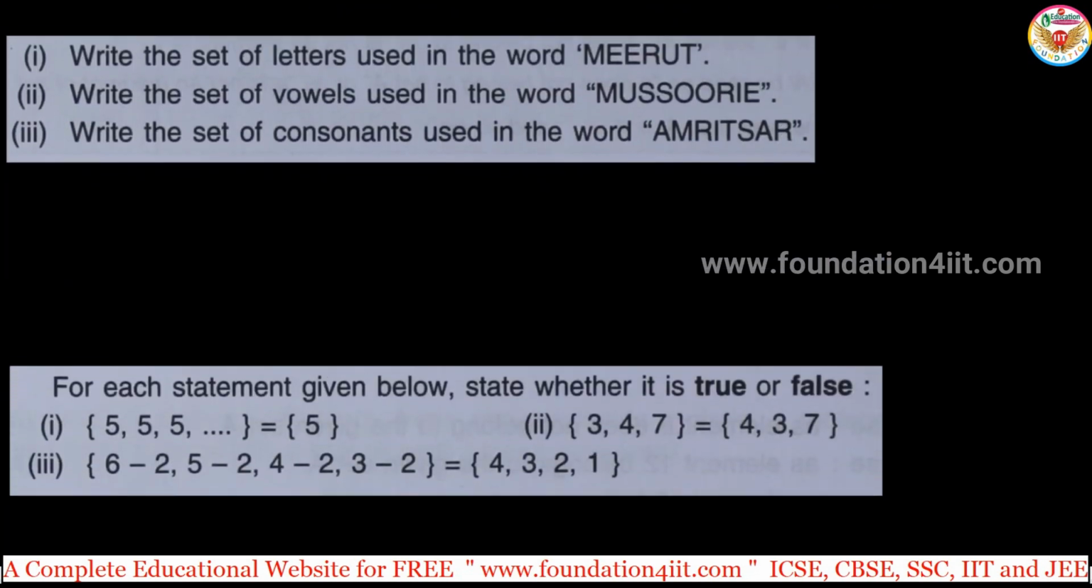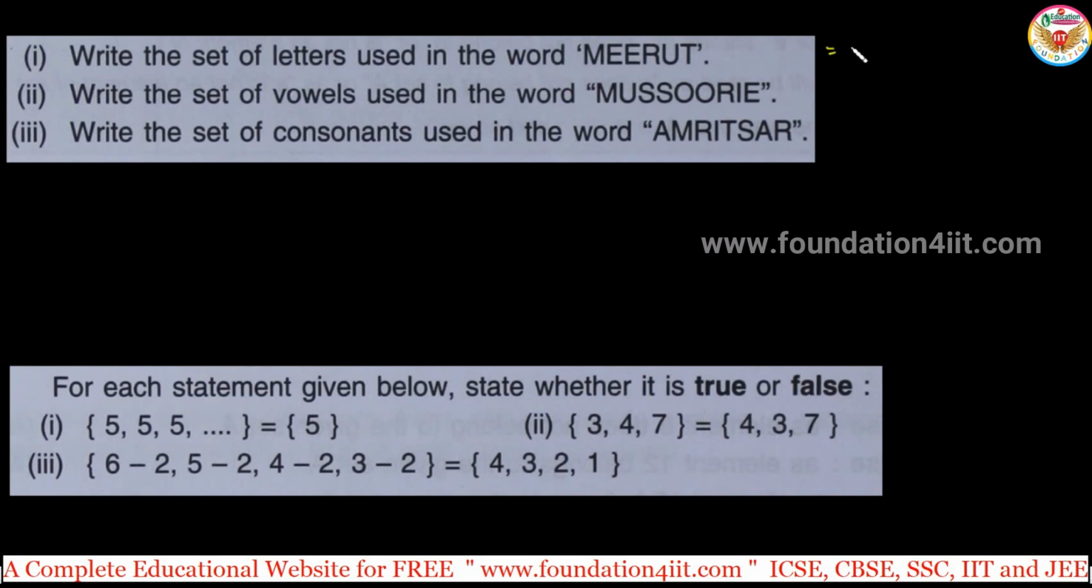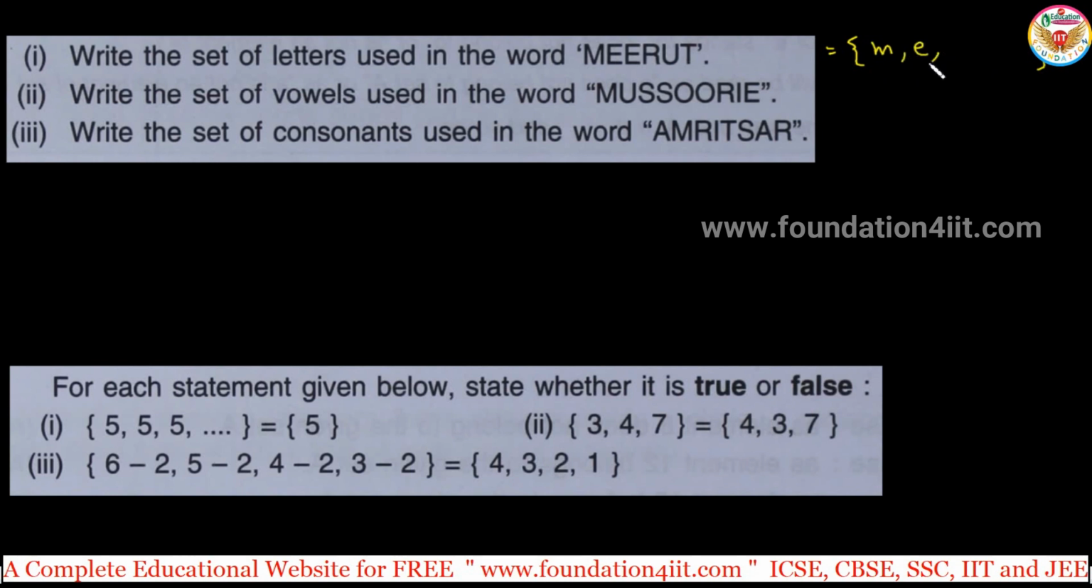Now let us see these two examples and how to solve. First one: write the set of letters used in the word Meerut. So the required set is within curly braces. Use small letters. So m, e, r, u, t. Now e is two times, but you write only one time. Next r, u and t.